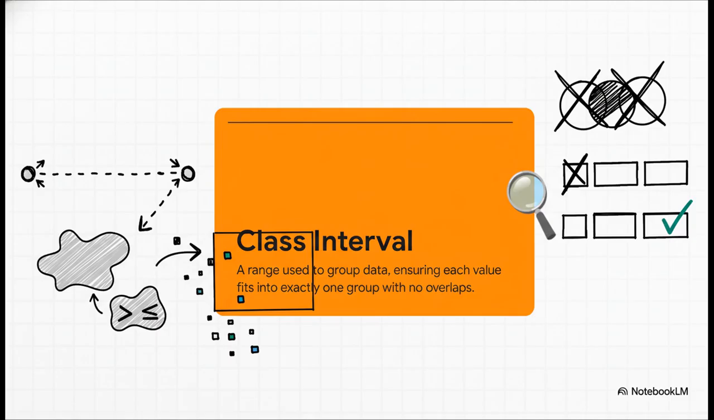Now, let's look at how these intervals are written, because it looks a little mathy, but it's actually super straightforward. This notation here, 0 < x ≤ 1, just means this bucket includes any value that is greater than 0, but less than or equal to 1. The important thing is, this makes sure every single data point fits into exactly one group. There are no overlaps and no confusion. It's a really precise way to handle data that's more spread out.